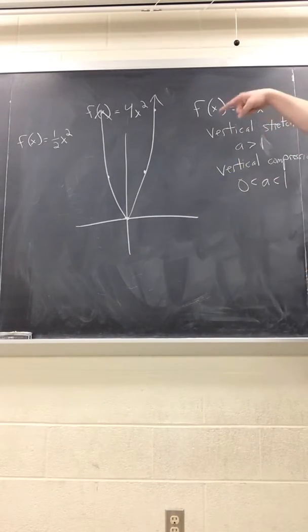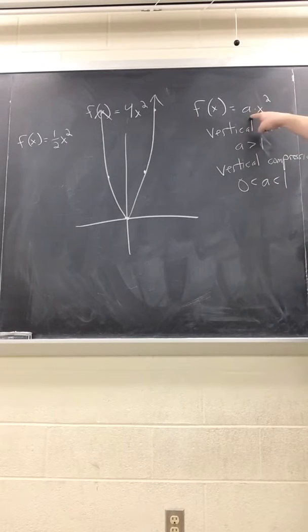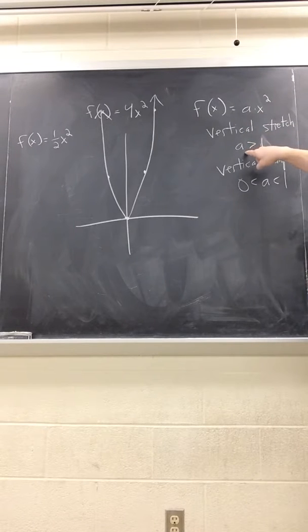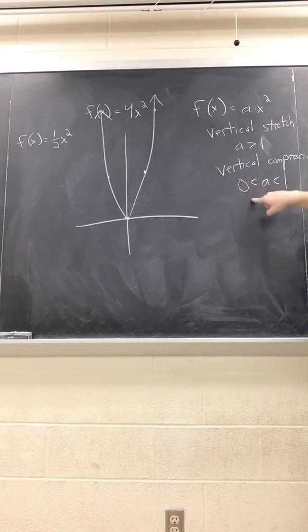I wrote this in terms of x squared because we're dealing with x squared. It will actually generalize to any function that we do. If f of x was x cubed, or the absolute value of x, if you multiply by something on the outside, if it's greater than 1, you get a vertical stretch. Your function will get thinner. If it's between 0 and 1, it's a vertical compression. Your function will get fatter, so to speak.